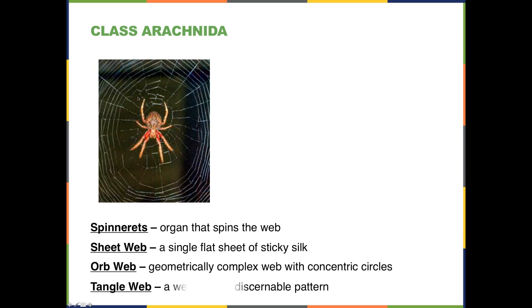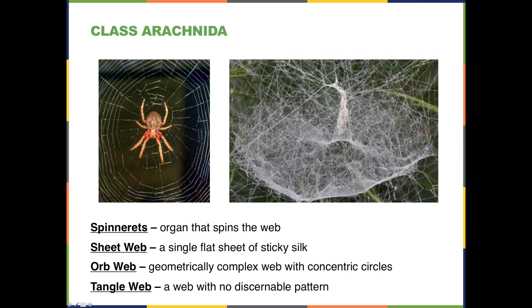And then the last type is just called a tangled web. A tangled web has no discernible pattern. And here's an example of a tangled web. And basically the prey is captured in this web. The spider comes out and grabs it.